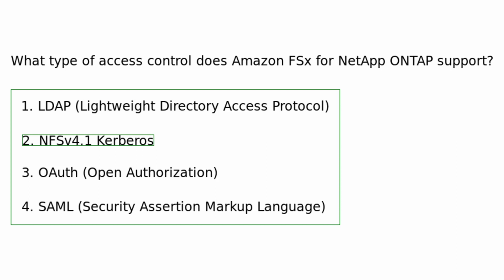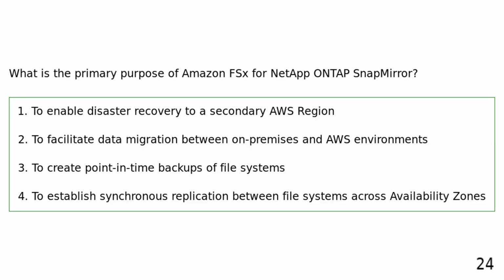Amazon FSx for NetApp ONTAP supports NFS v4.1 Kerberos for access control. What is the primary purpose of Amazon FSx for NetApp ONTAP SnapMirror? To enable disaster recovery to a secondary AWS region. To facilitate data migration between on-premises and AWS environments. To create point-in-time backups of file systems. To establish synchronous replication between file systems across availability zones.